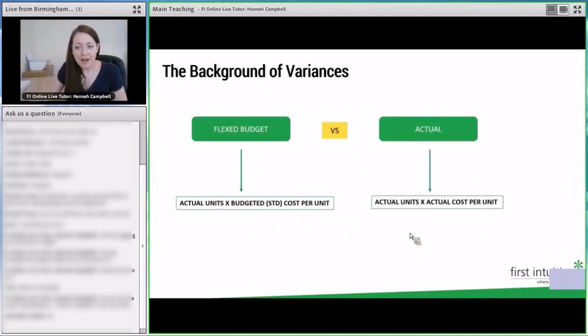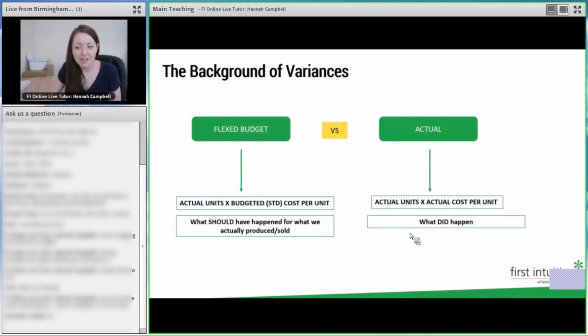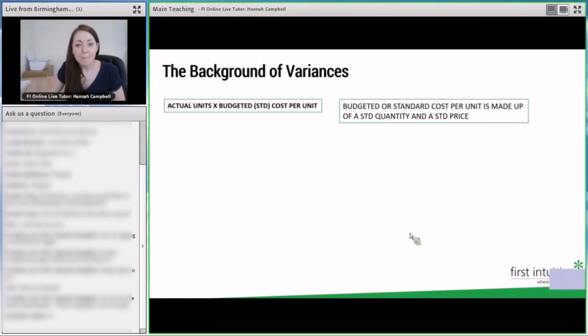Now, in terms of our flex budget and actual, as we've said, it's always actual units in a flex budget multiplied by the standard cost per unit, and this is what should have happened for what we actually produced or sold. Actual is just the actual units, so it's staying the same, so units is never an explanation for a variance. Actual units multiplied by an actual cost per unit. It's what did actually happen, okay?